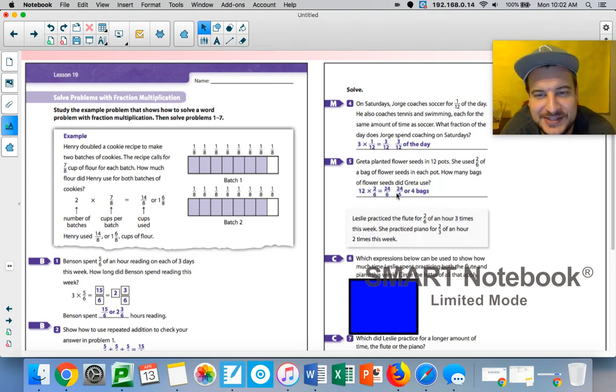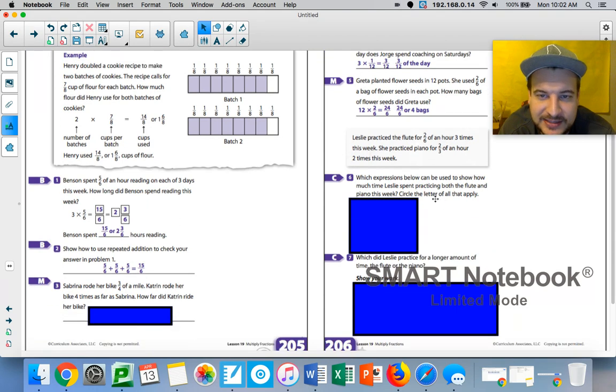12 times 2/6 equals 24/6 bags. Leslie practiced the flute for 2/6 of an hour, 3 times a week. She practiced piano for 2/3 of an hour, 2 times a week. Which expression below can be used to show how much time Leslie spent practicing both the flute and the piano?